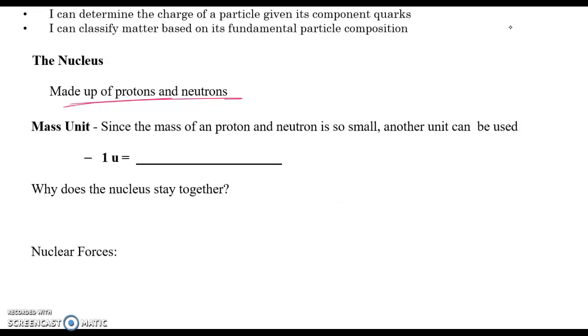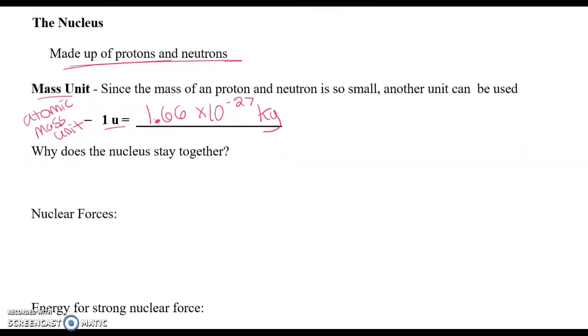And, since the mass of a proton or a neutron is so small, sometimes we'll use another unit too. So, talk about the mass unit of the proton and the neutron, and this U stands for an atomic mass unit. It's very small. It's equal to 1.66 times 10 to the minus 27 kilograms. That's the mass of both a proton and a neutron.